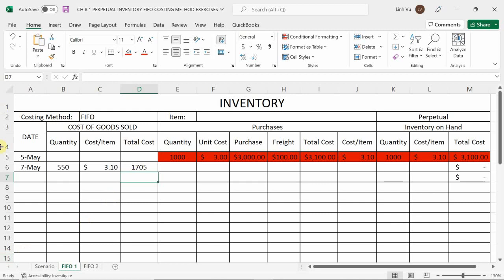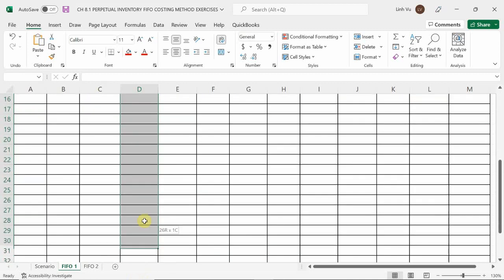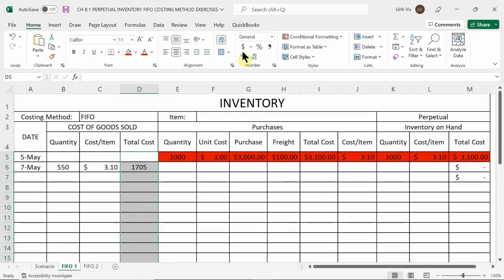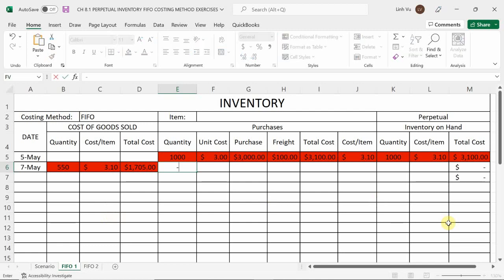So in this case, how much is my total cost of goods sold if I sold 550 units at $3.10? $1,705. Okay? Now in this case, right, we know for a fact that this came from red. Okay, so I'm going to just identify that. Okay? Now I need to subtract out this because it came from my red batch, right? So that's exactly what I'm going to do.